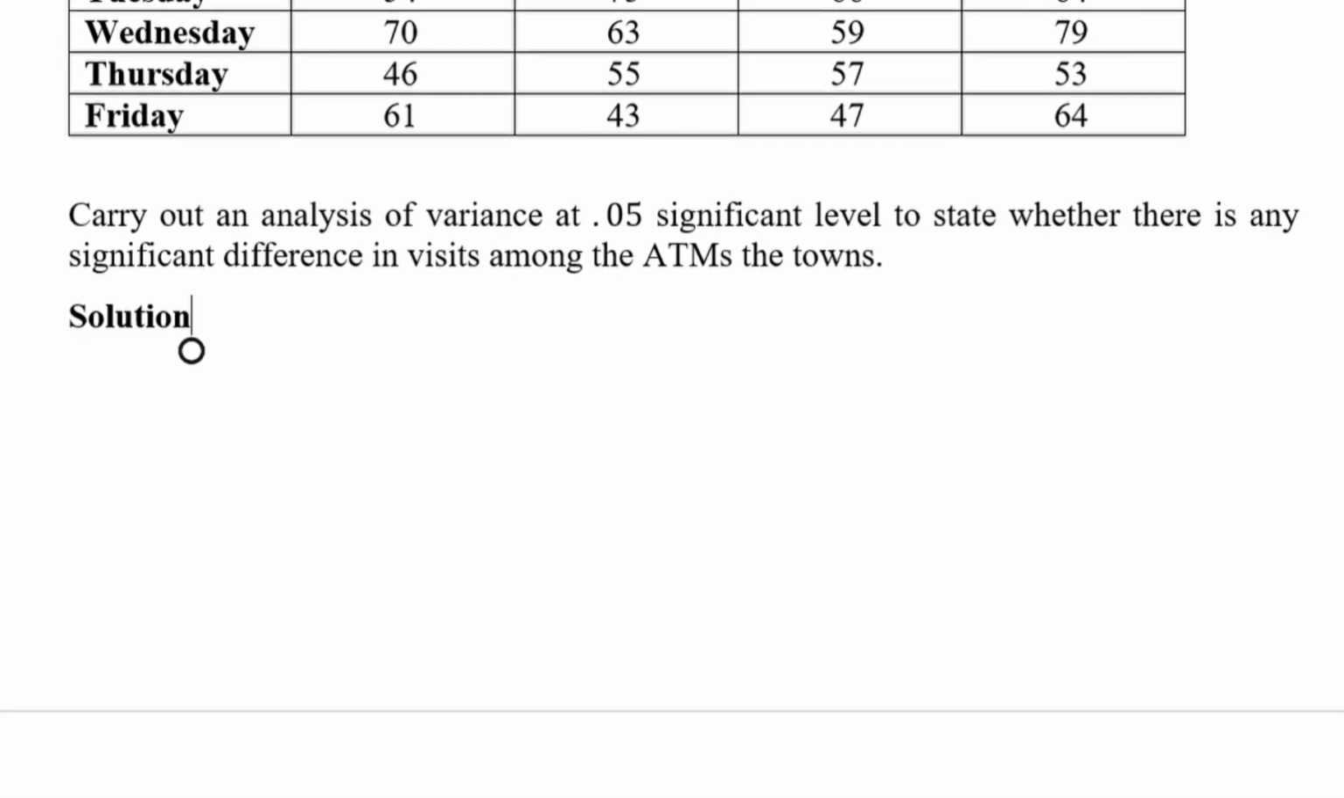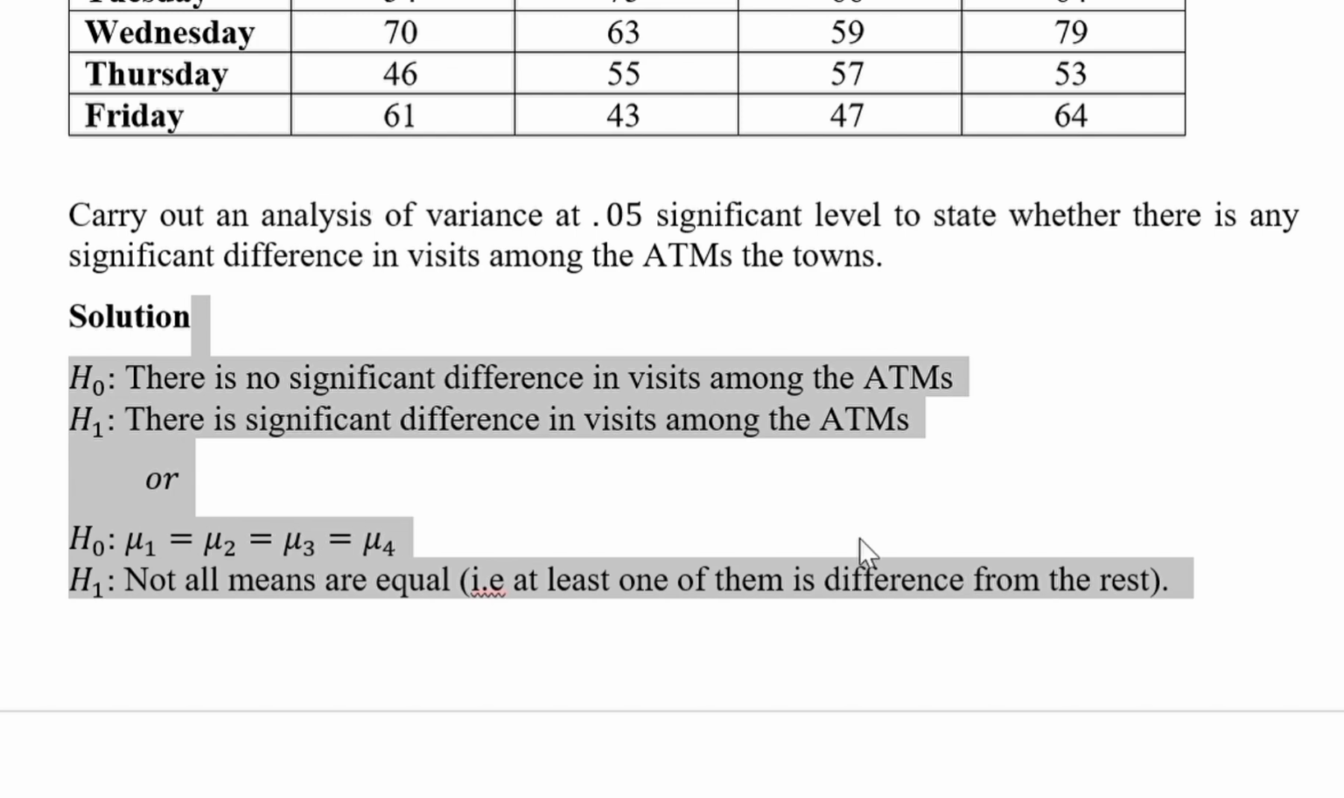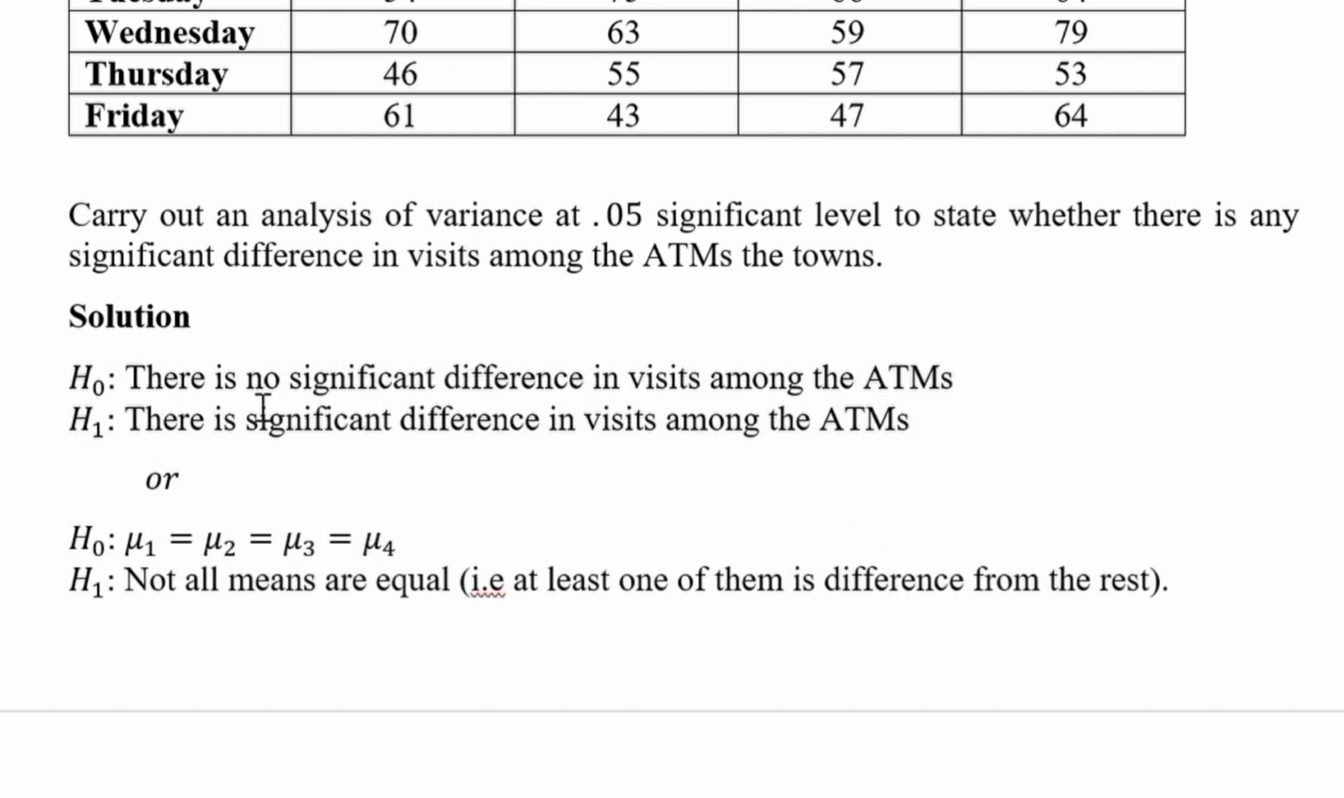So the first thing we do is to come up with a hypothesis. So we start with the null hypothesis. It states that there is no significant difference in visits among the ATMs, and the alternative hypothesis is that there is significant difference in visits among the ATMs.